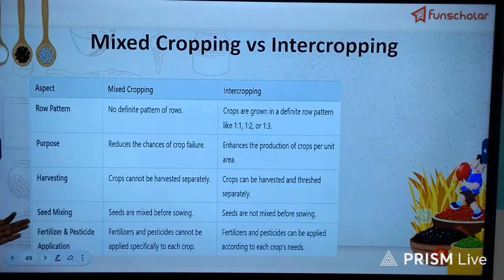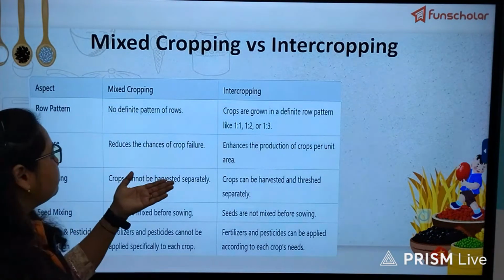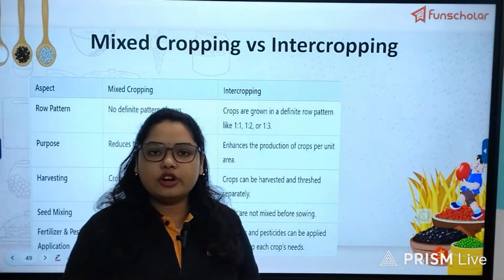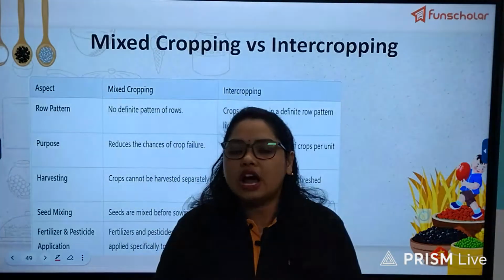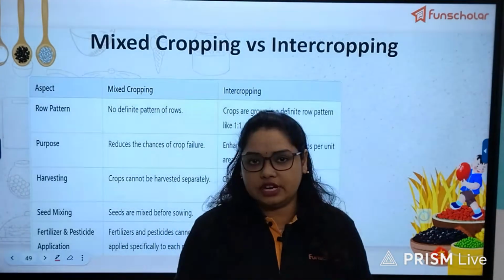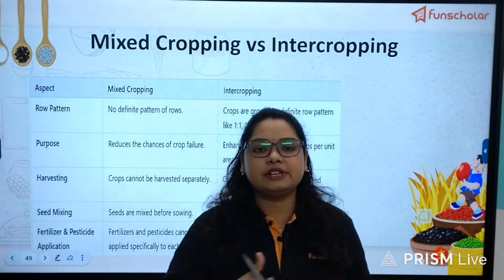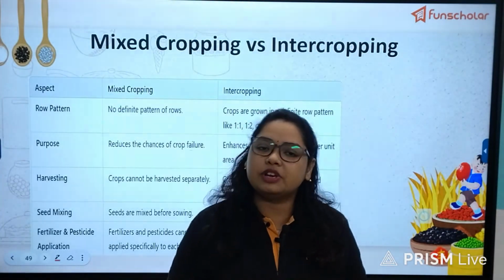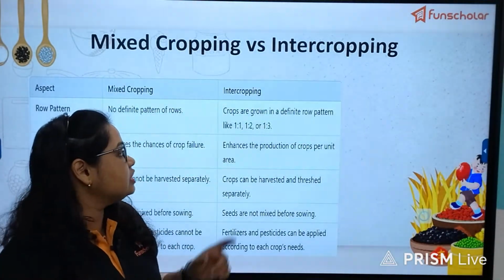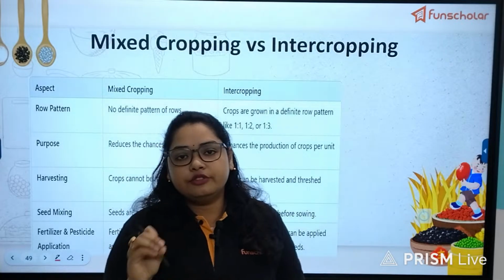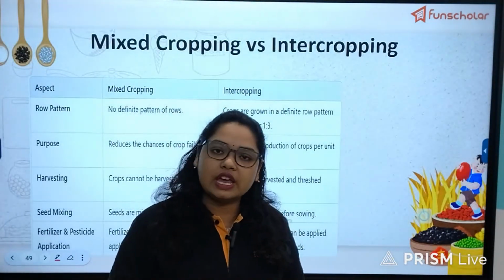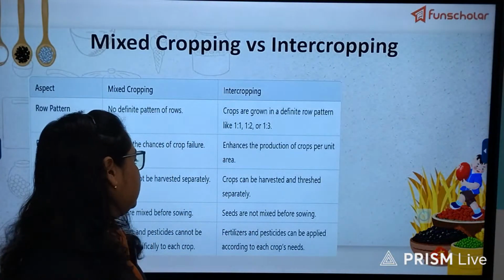Then harvesting: it cannot be harvested separately because there is mixing. Therefore, if you want to harvest the crops of one type from the entire field, which is present haphazardly or sporadically, it becomes very difficult. But in case of intercropping, since you have marked the rows in which you have planted the crop of one type, you can harvest it separately.